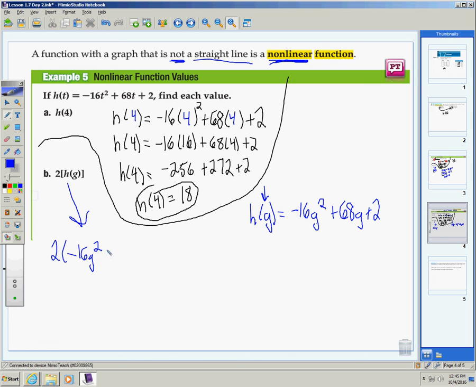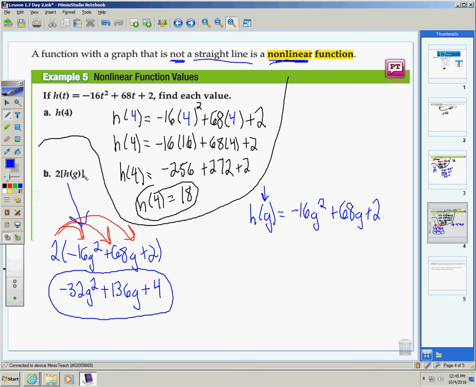And hopefully you recognize that I could distribute the 2 to each of these things. 2 times negative 16g squared gives me negative 32g squared. 2 times positive 68g gives me positive 136g. 2 times positive 2 gives me positive 4. And there I just found out what 2h of g is. It's negative 32g squared plus 136g plus 4.